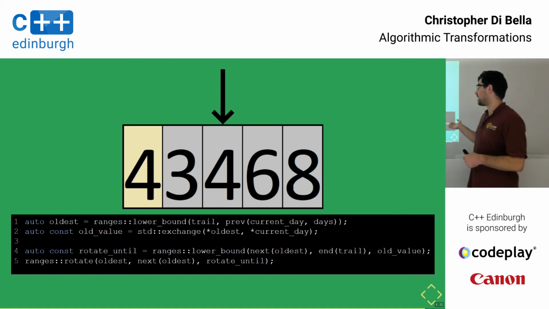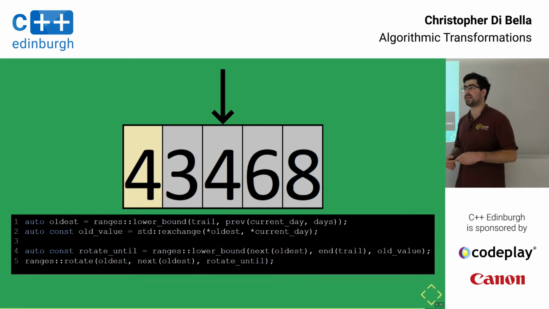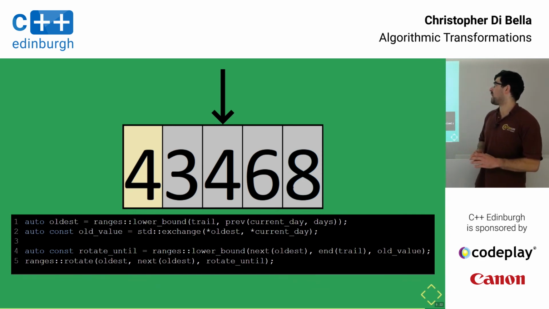It takes what's in current day and puts it in oldest, and then puts whatever was in oldest into old value. It does it in some sequence, probably not that order. And then what we want to do is find, starting from the element that comes after the newly overwritten element, the first thing that is not less than the new element that we're going to be putting into place, and that will be 4.